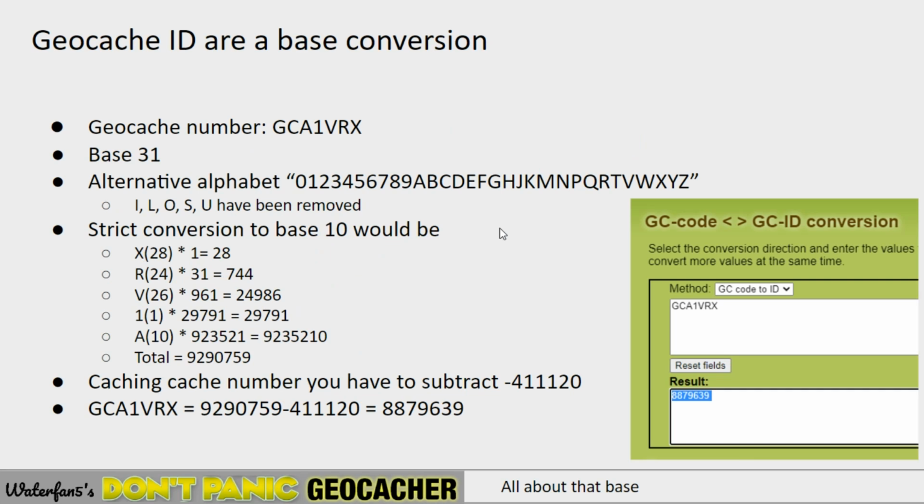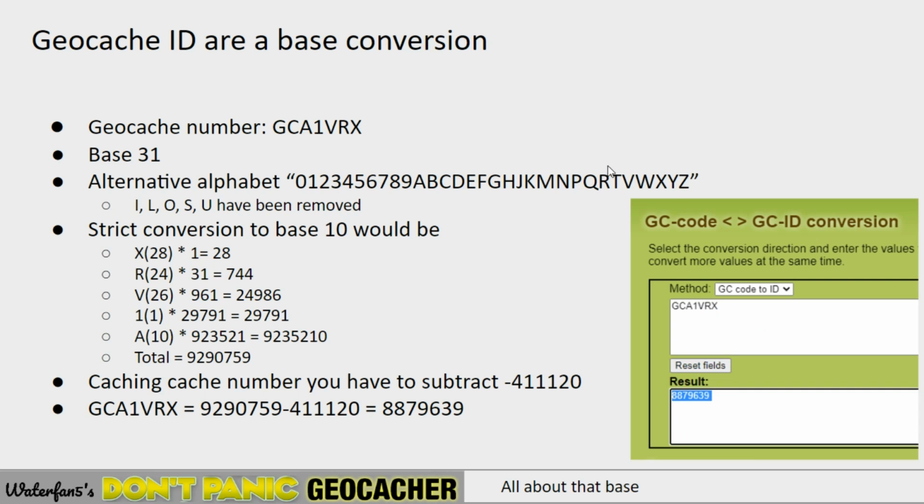So here you see an example of that. This is a GC number of a puzzle, A1VRX, and the geocaching toolbox has a way to convert it to a geocaching ID. So you see, you get this number. Now, how does that work? It's actually a base conversion.